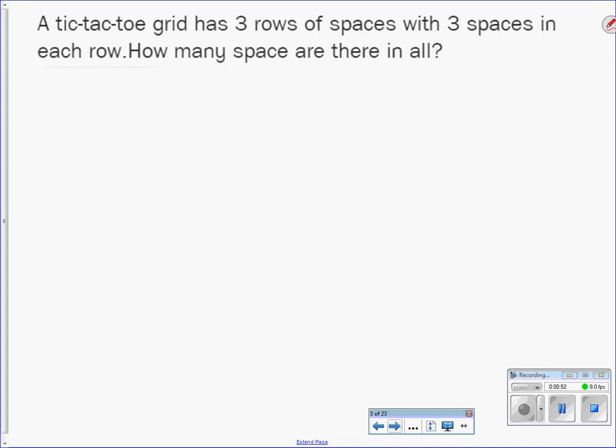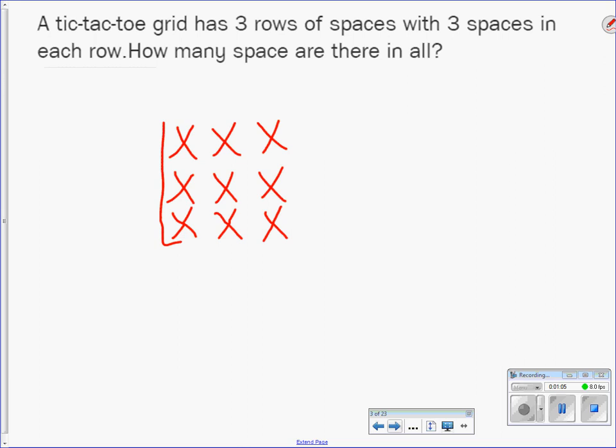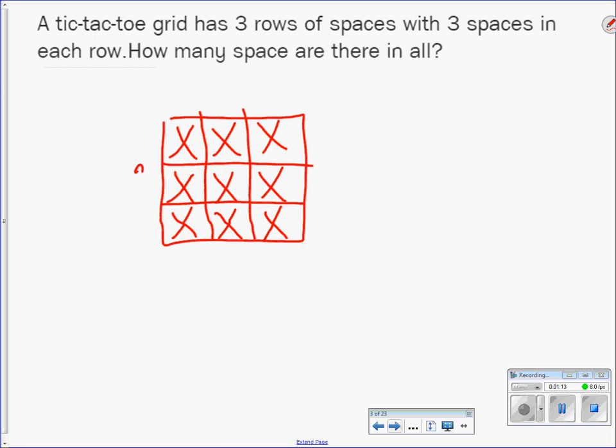All right, 3 rows of spaces. So I can do 3 rows and 3 in each row, and I can show that just like this. There's my 3 rows here and 3 in each row. How many are there all together? There would be 3 times 3, which equals 9. Or you could have counted them: 1, 2, 3, 4, 5, 6, 7, 8, 9.